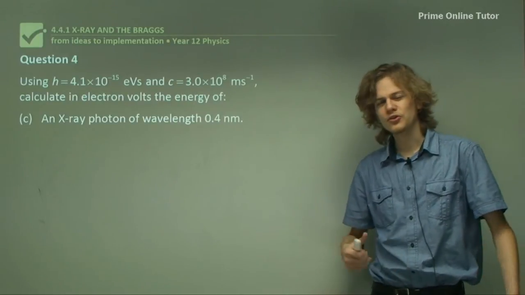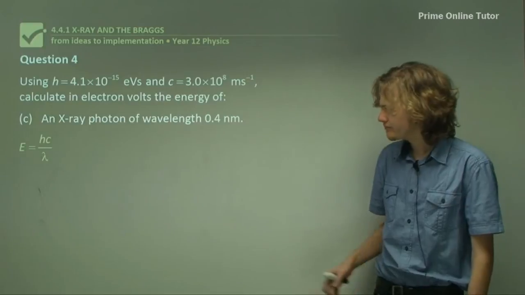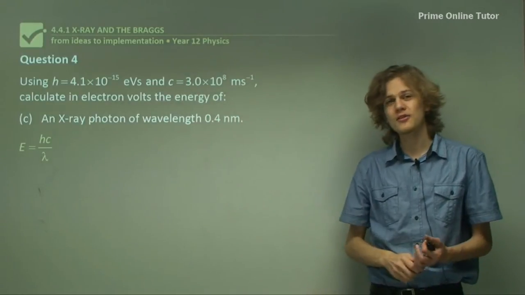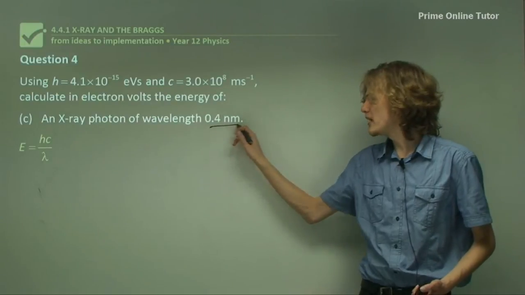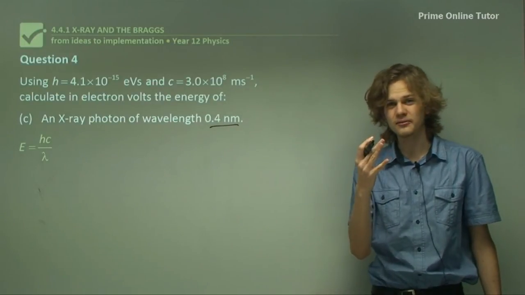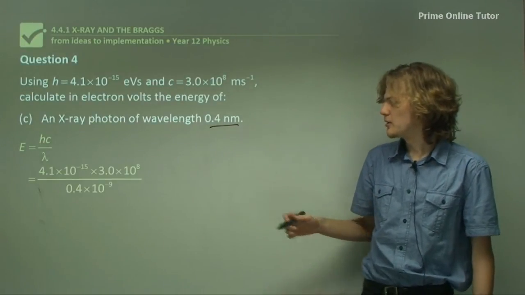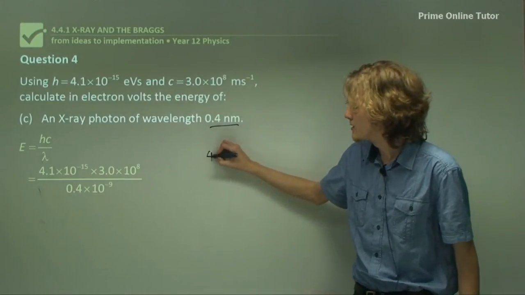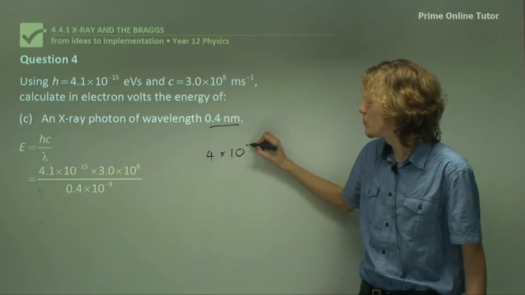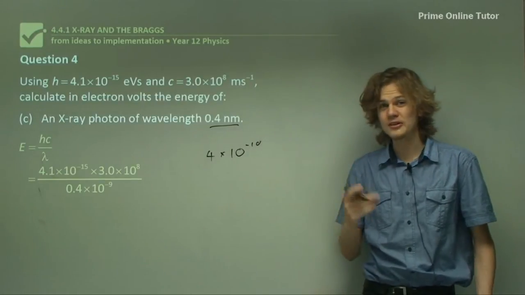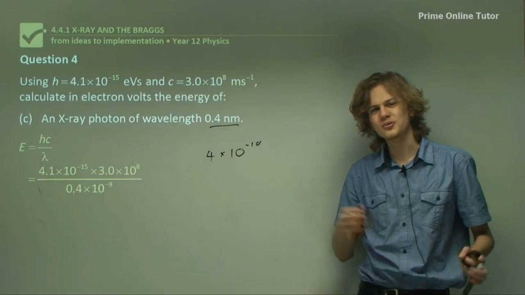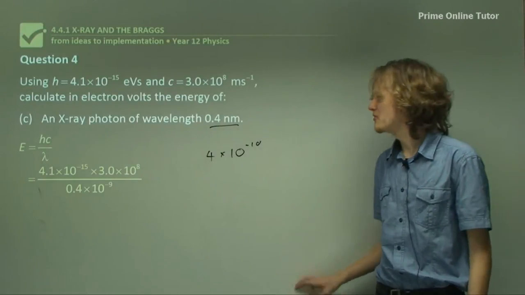So once again, we use the equation for the energy of a photon, E equals hc on lambda. We substitute h and c again, and this time for lambda we're using 0.4 nanometers, which is a tiny number. So that ends up being 0.4 times 10 to the minus 9, which is the same, of course, as 4 times 10 to the minus 10. A very small number indeed. So small, in fact, that you might even be able to describe the spacing between atoms with a number like this.